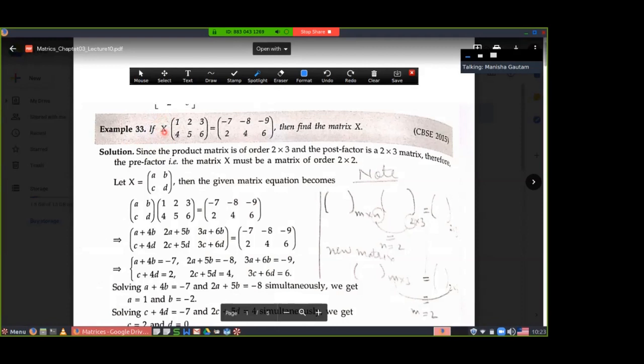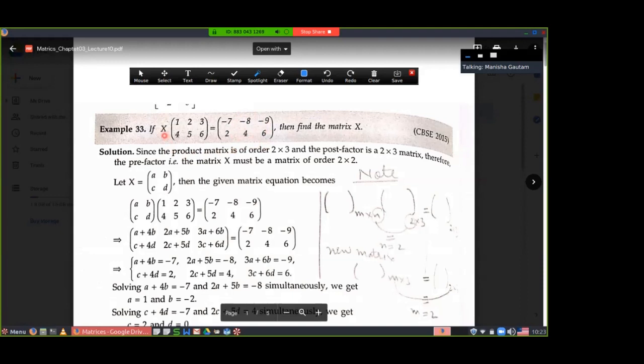You have to find the matrix which, multiplied with this given matrix, is equal to the right hand side, -7, -8, -9, 2, 4, 6. This matrix. Now how to find the matrix?